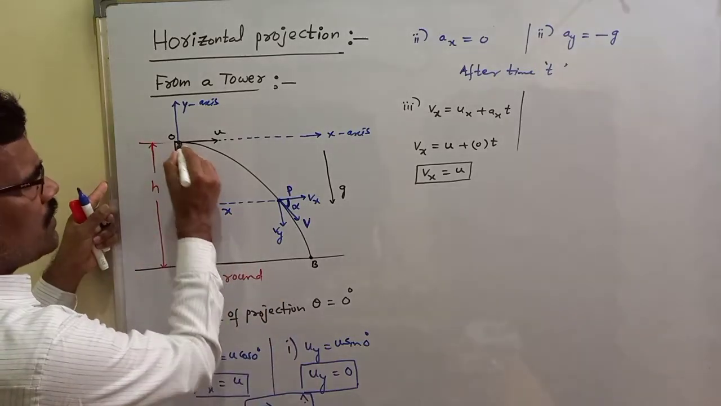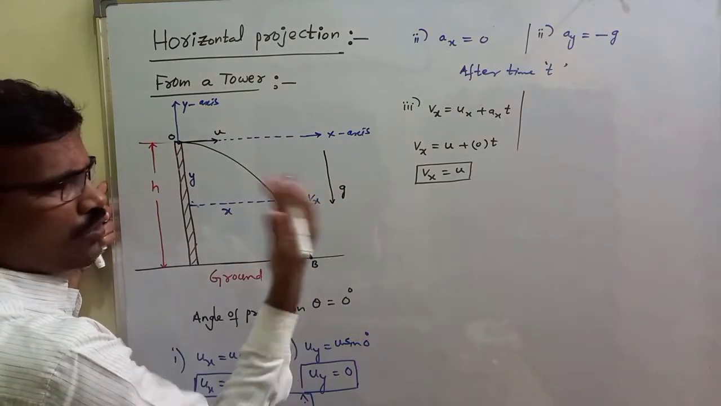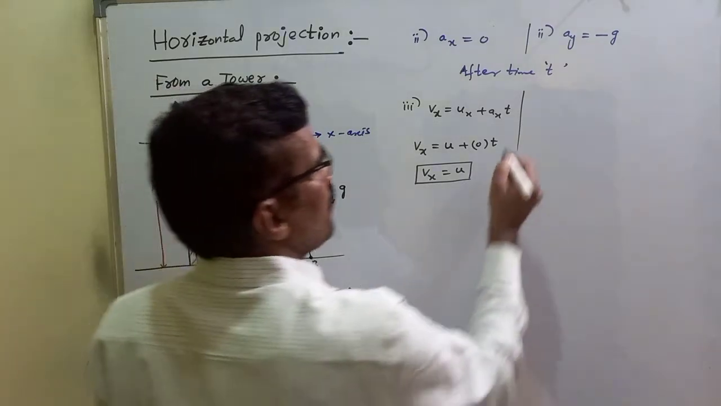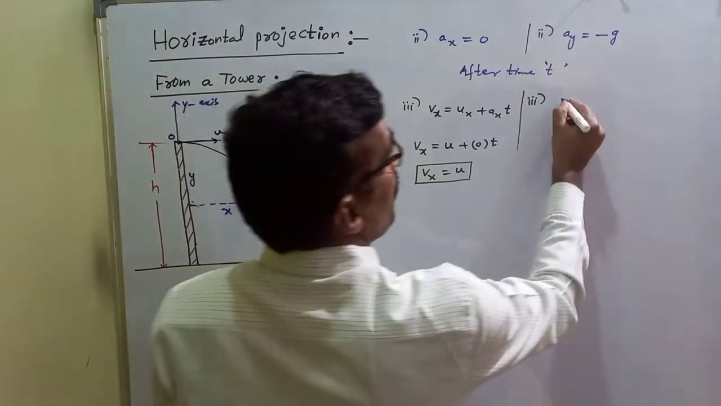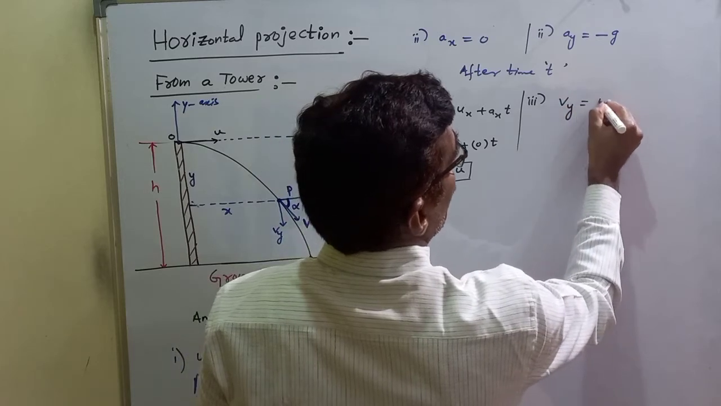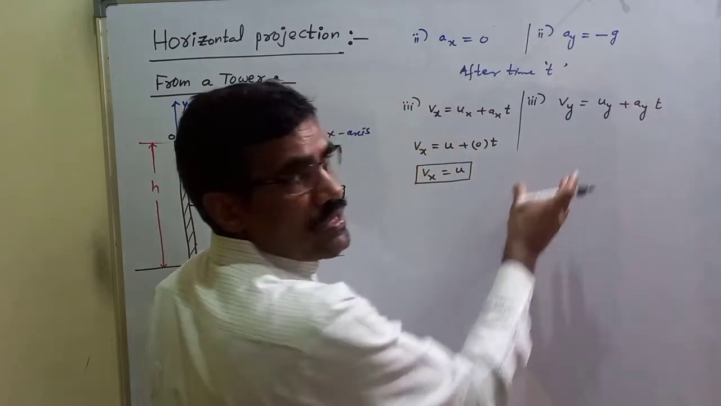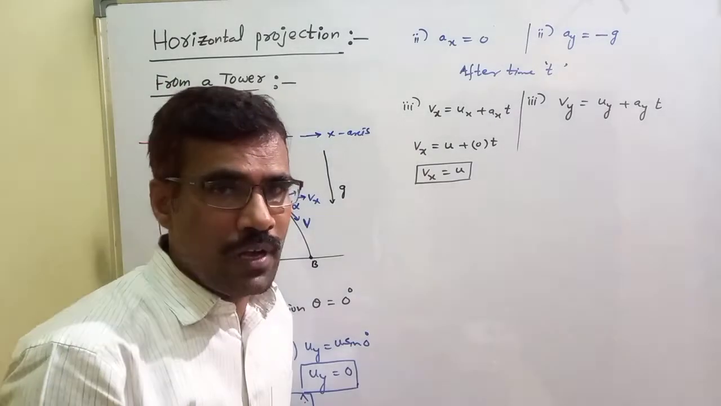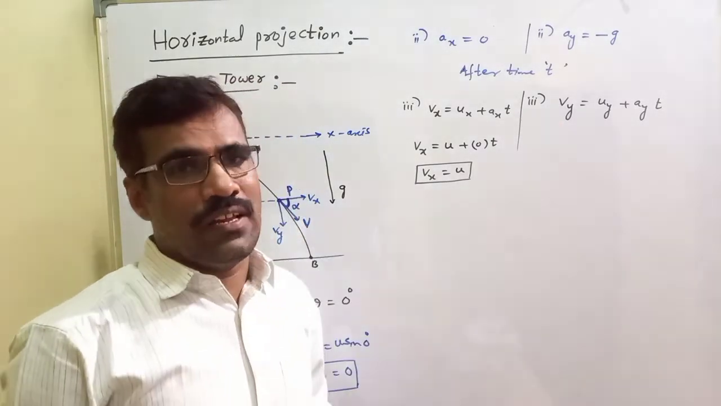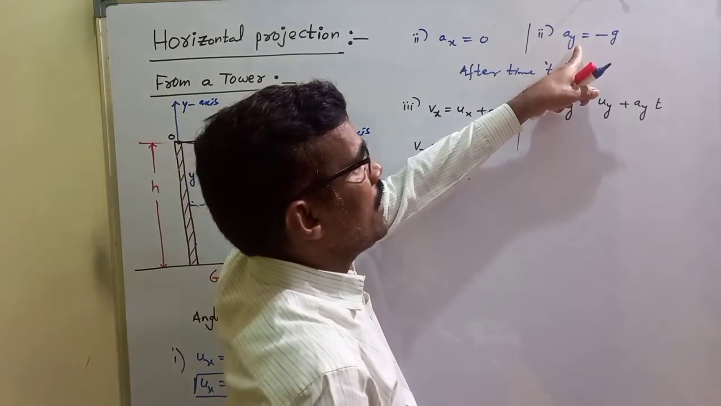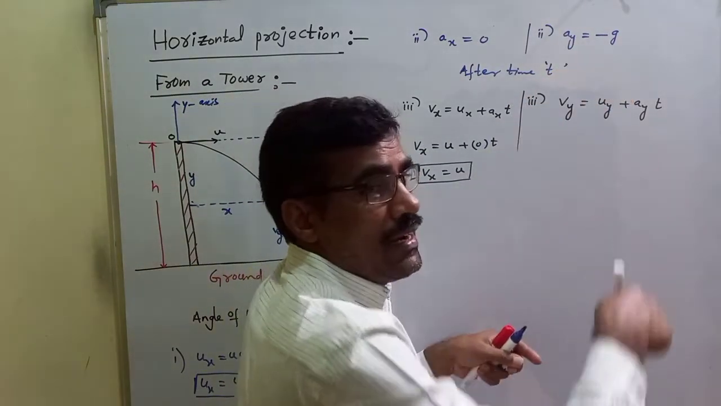In general, vx is u cos theta, and after t seconds also u cos theta. But in the vertical direction, vy equals uy plus ay t. Equations of motion are used for constant acceleration. Acceleration ay equals minus g. It is constant during its entire motion, but directed vertically downward.